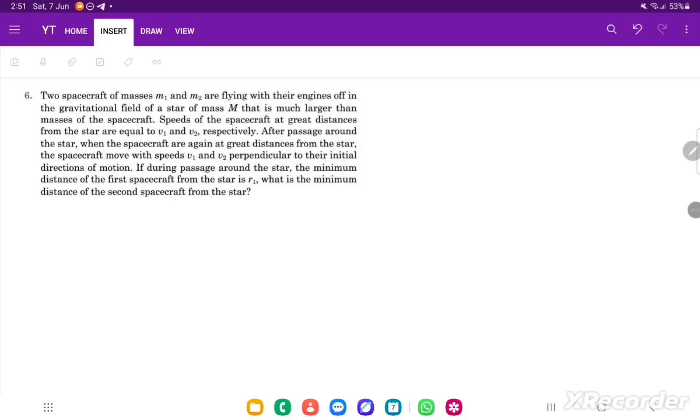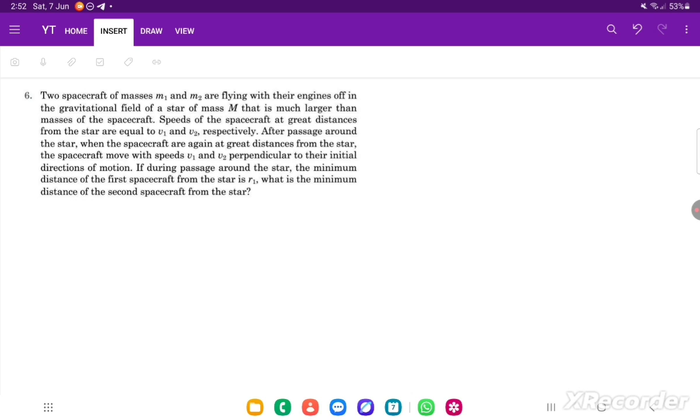Welcome back everyone. So today I have brought another interesting problem from gravitation. It is also from Pathfinder under Check Your Understanding section, question number 6. So we'll explore this question. Generally we don't see the hyperbolic trajectories in gravitation, but we'll explore that through this problem. I hope you'll enjoy it.